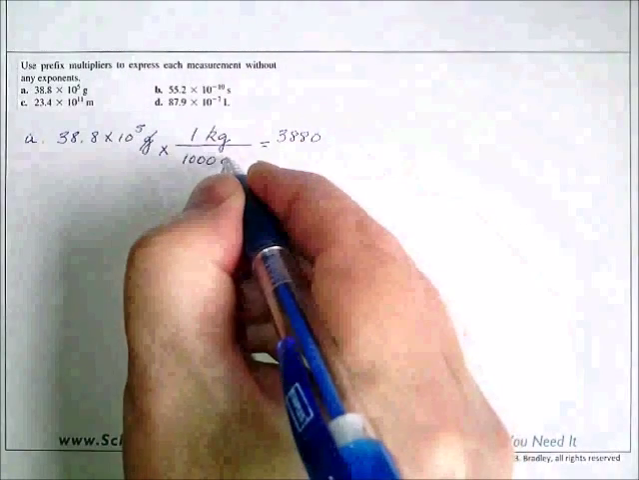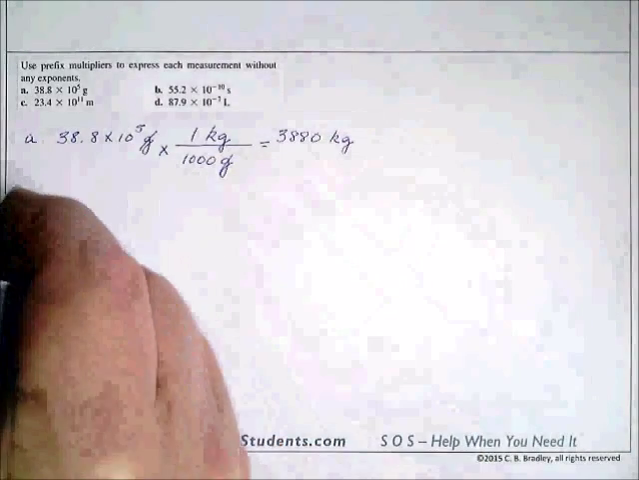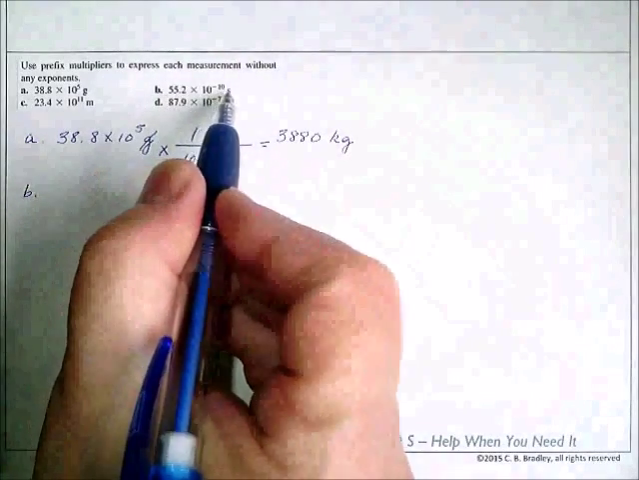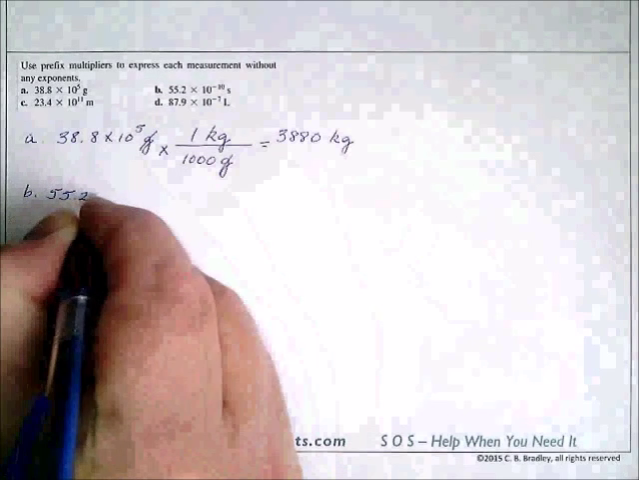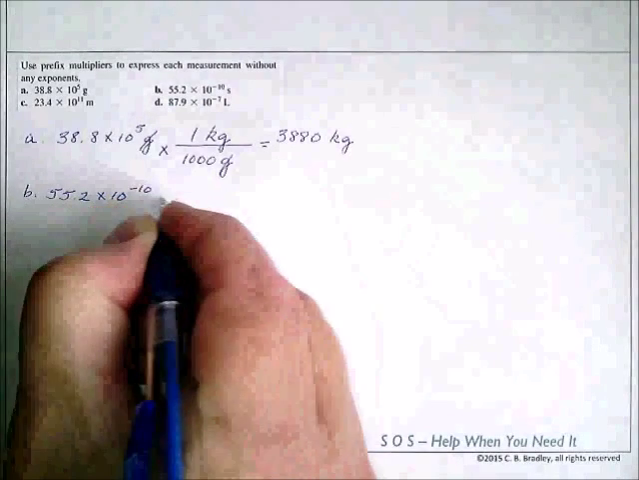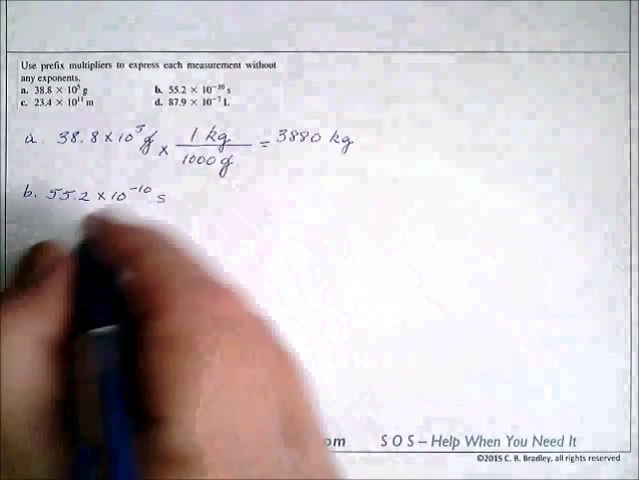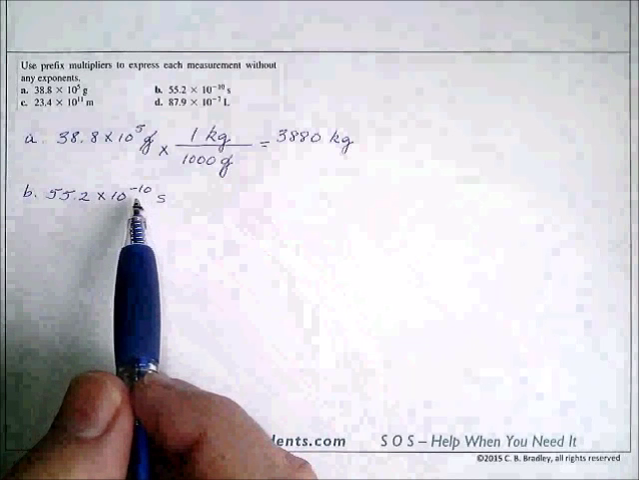And we treat our units just like algebraic variables. Grams cancel, and the answer is 3880 kilograms. B, 55.2 times 10 to the minus 10th seconds. And in science, in electronics, in computers, very tiny fractions of a second are commonplace.